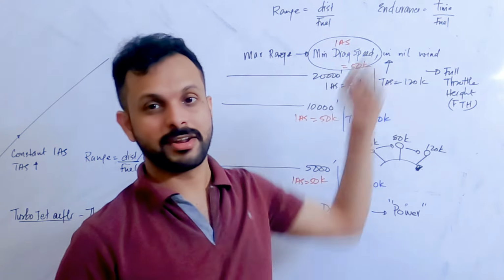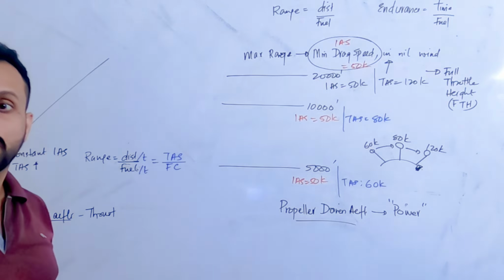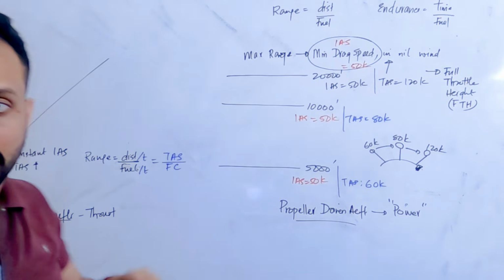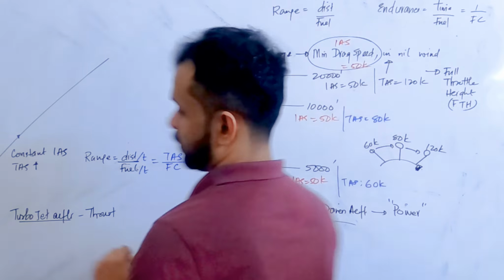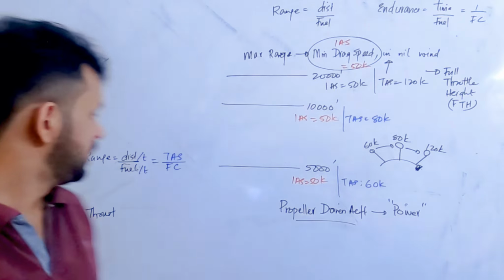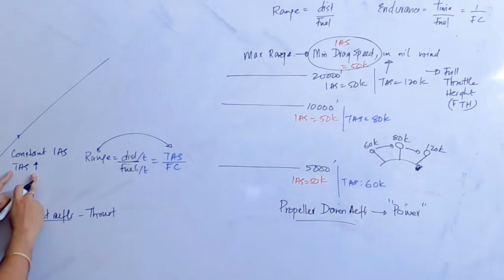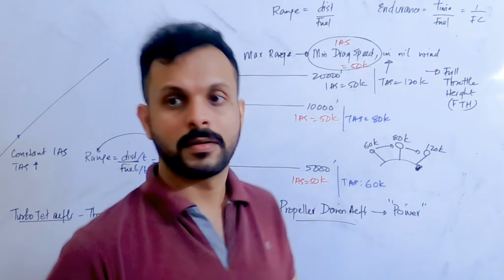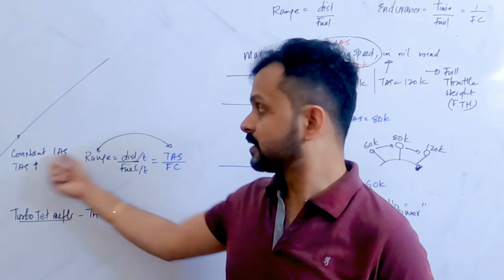Endurance is time by fuel consumption. Fuel by time is the opposite of that, it is the fuel consumption. Lower the fuel consumption, higher the endurance. It's just the opposite. You can write this as 1 by fuel consumption. So what can you say about range and true airspeed? As true airspeed increases on a climb, what happens to range? It will increase. Right? Range increases as true airspeed increases.